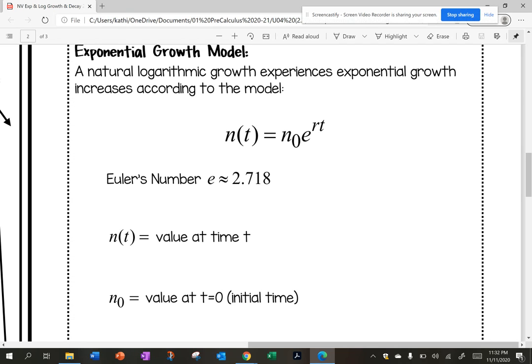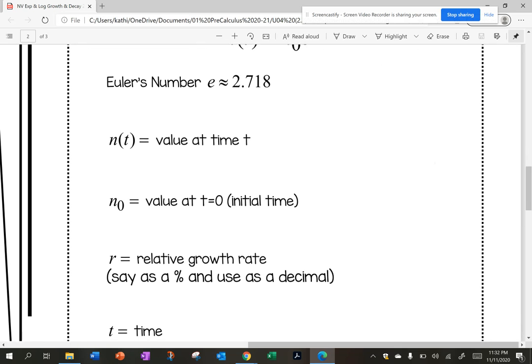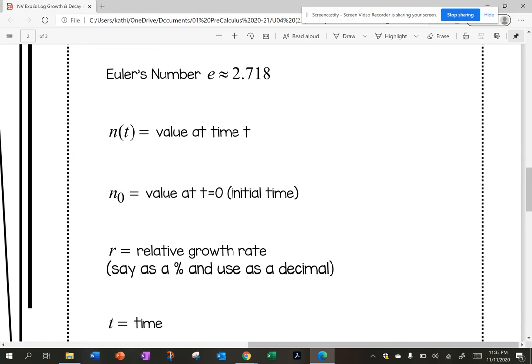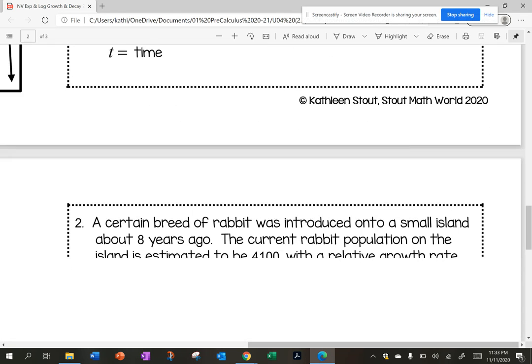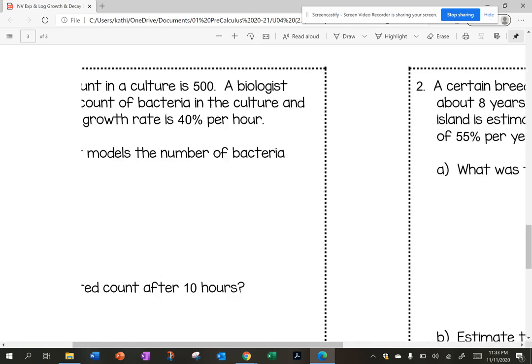N of t is the value at time t. N sub 0 is my value at t equals 0, my initial time. r is the relative growth rate, and I say that as a percent, but I use it as a decimal in the equation, and t is time. All right, let's do some examples.